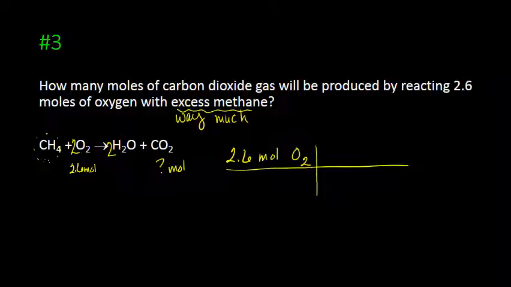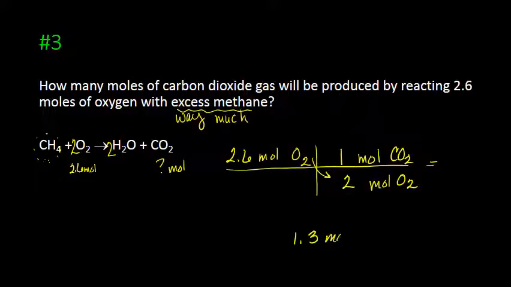And if moles of oxygen's here, it's got to go down there. And we're converting to moles of CO2. And the coefficients say for every 2 moles of oxygen, we make 1 mole of carbon dioxide. So that gives us 1.3 moles of CO2. Because look, see, those cancel. Are sig figs correct? Well, we have 2.6. That's 2 sig figs. We have 2 in our answer. Awesome. Another problem on the way.